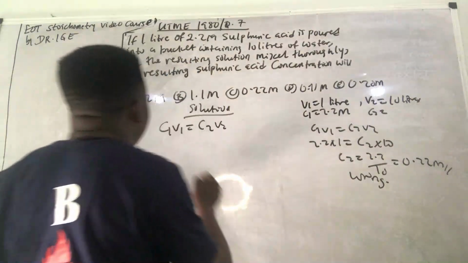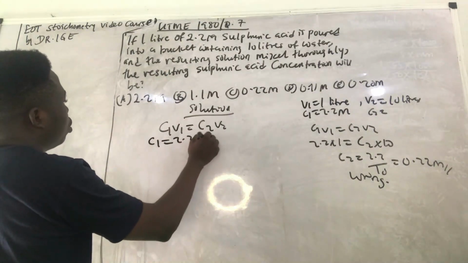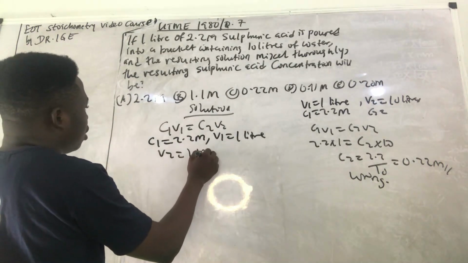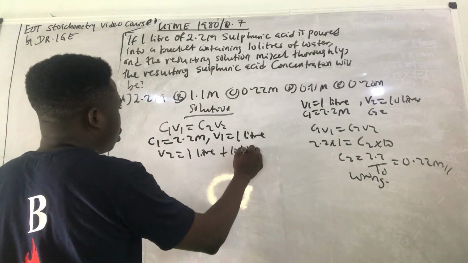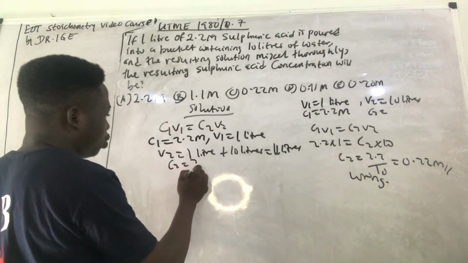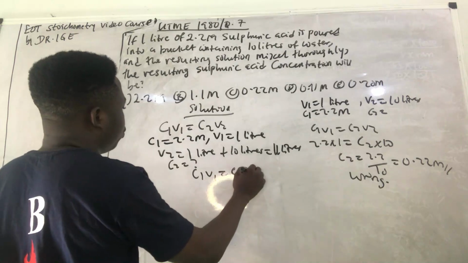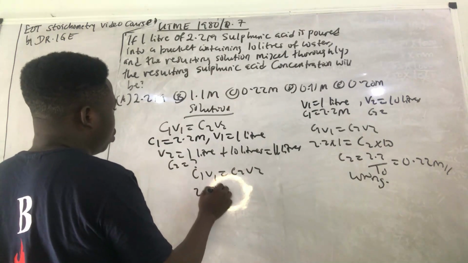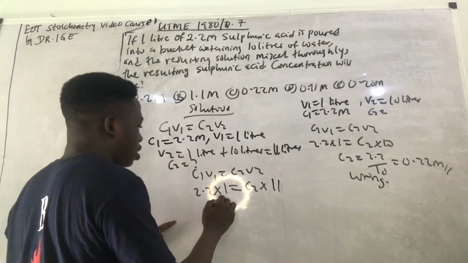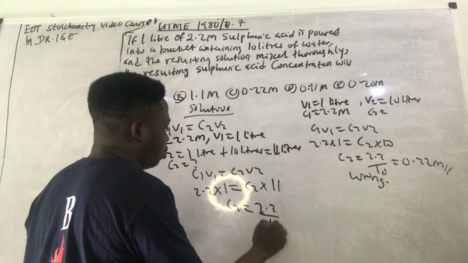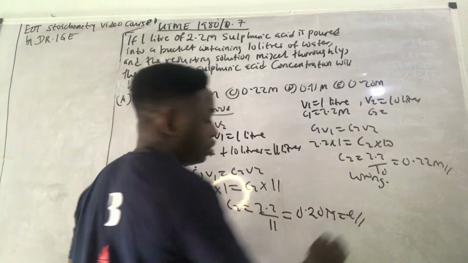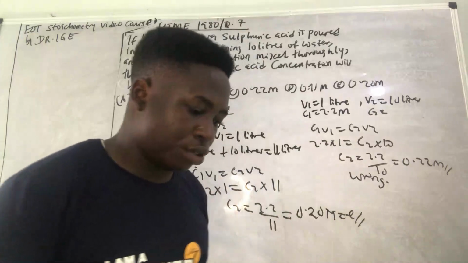You get? So what we do is that C1, we know it as 2.2. V1 is 1 liter. What is now V2? 1 liter from the acid plus 10 liters of the water. That is 11 liters. You get? What is now C2? We don't know. Then we can now solve. C1V1 is equal to C2V2. C1 is 2.2, V1 is 1, C2 we don't know, V2 is 11. So C2 is equal to 2.2 over 11, and that's 0.20. That's option E. You get? That is the correct answer to the question.